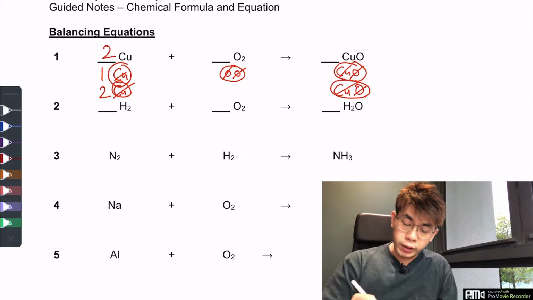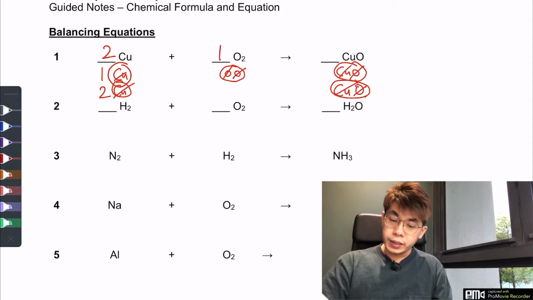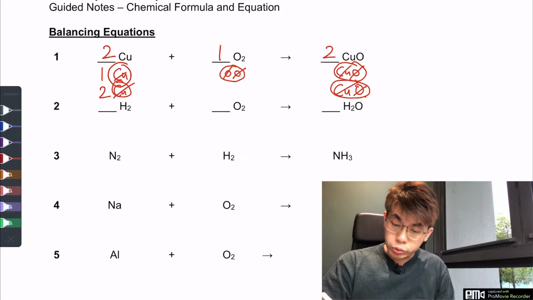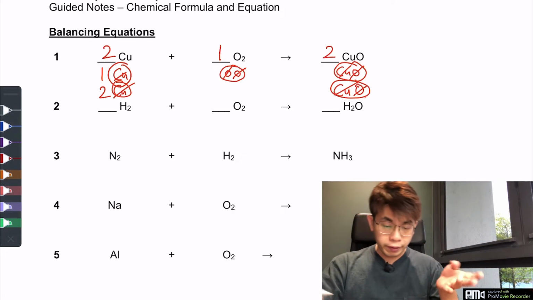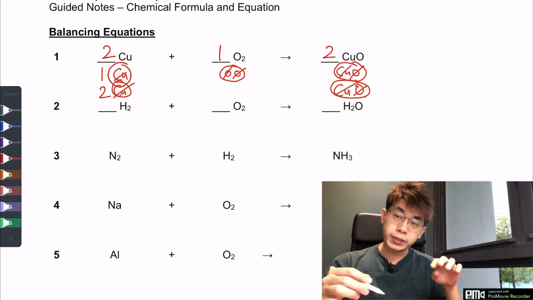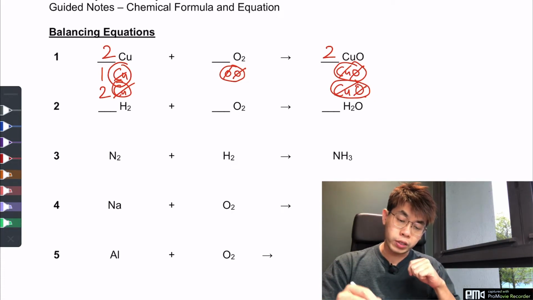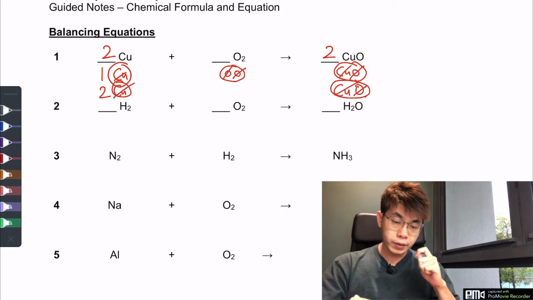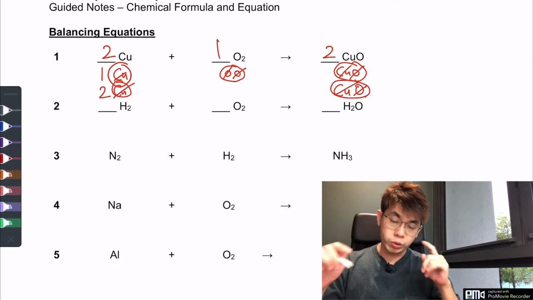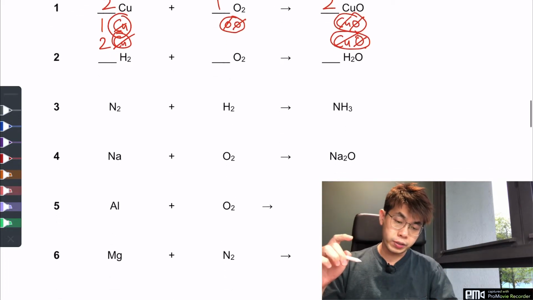So I add a 2 here, right? And then there's only one O2, so I add a 1. And then there's two CuO and I add a 2. In chemistry, we don't really write ones, but as a practice, it's good to just put the 1 there first. But in the future, we need to eventually delete off the 1. Is that okay? All right, let me do another example with you. Let's look at number 3.